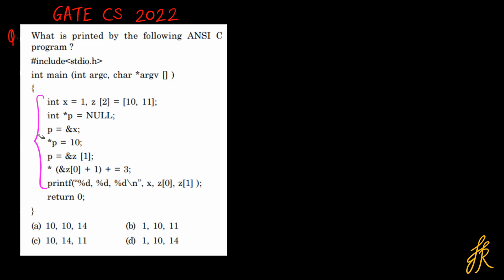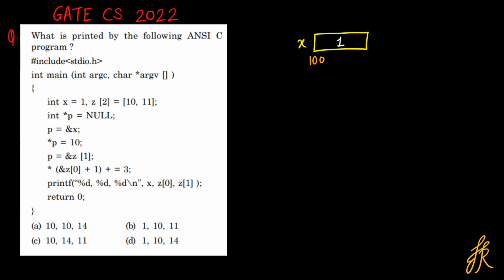This is the main code. So int x equal to 1. So x is an integer variable containing value 1. Fine. What is the address of x? Let's say the address of x is 100.